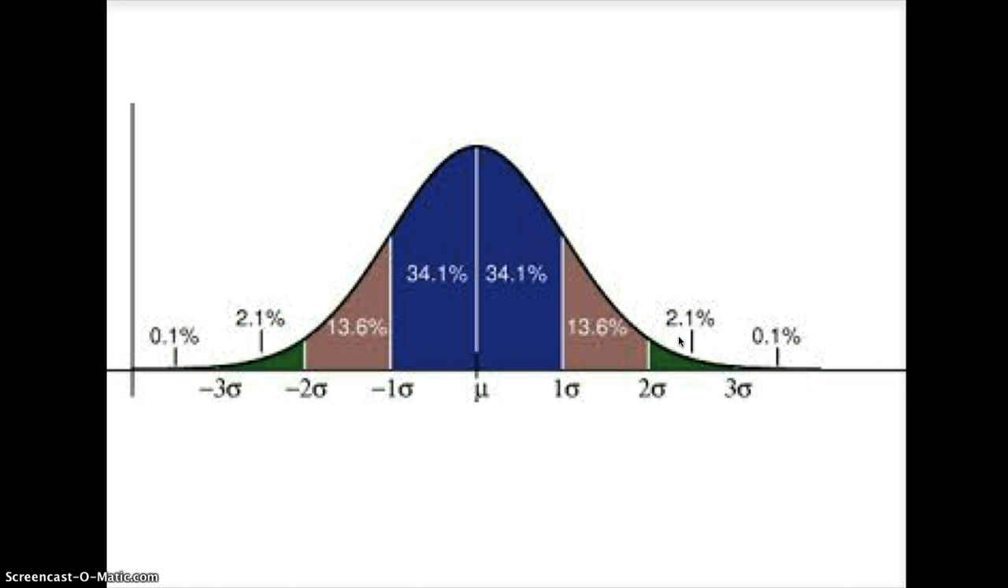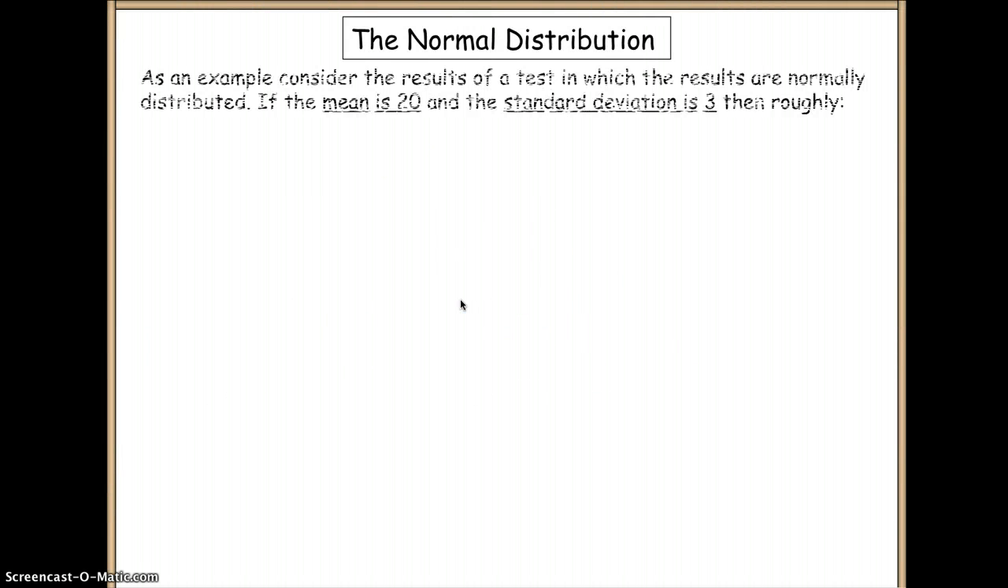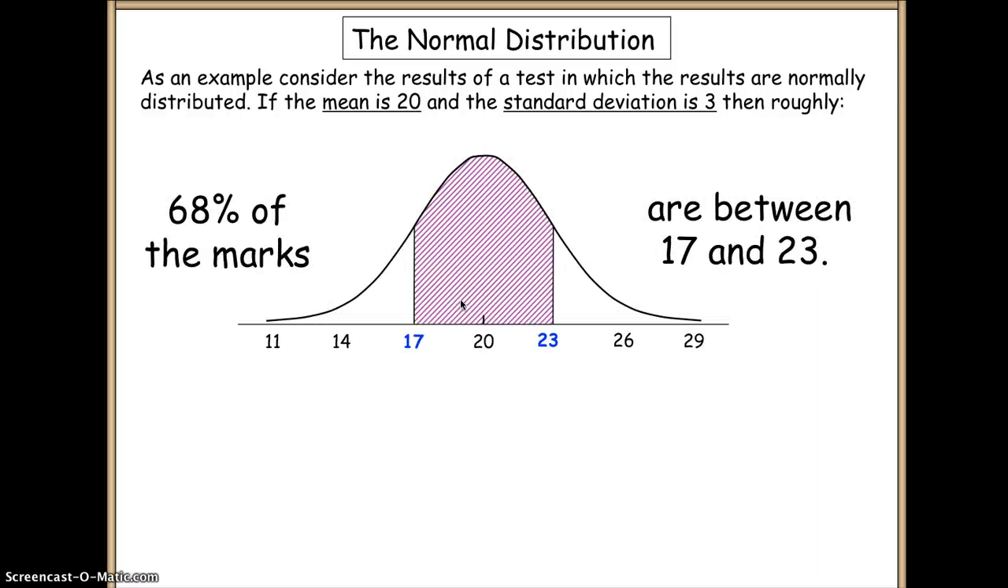Now remember, the bell curve is symmetrical, so your area is always divided into half. Half of the 68% is bigger than the mean and half is lower than the mean. So let's have some interpretation on how to interpret it, still using the marks that we had.